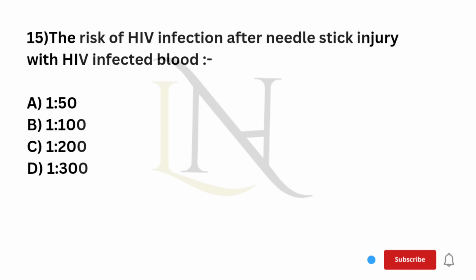Next MCQ. The risk of HIV infection after needle stick injury with HIV infected blood: option A, 1:50; option B, 1:100; option C, 1:200; option D, 1:300. Answer is option D, 1:300 is correct.